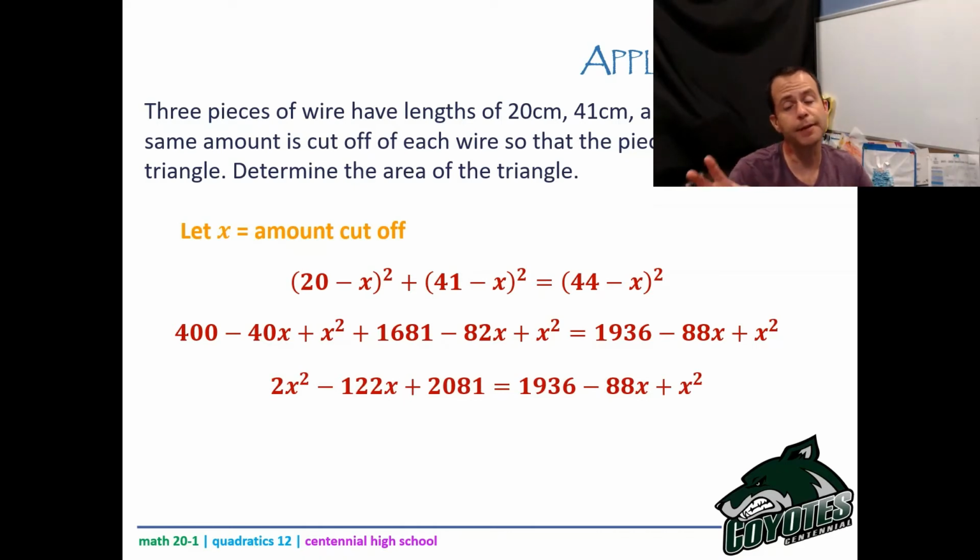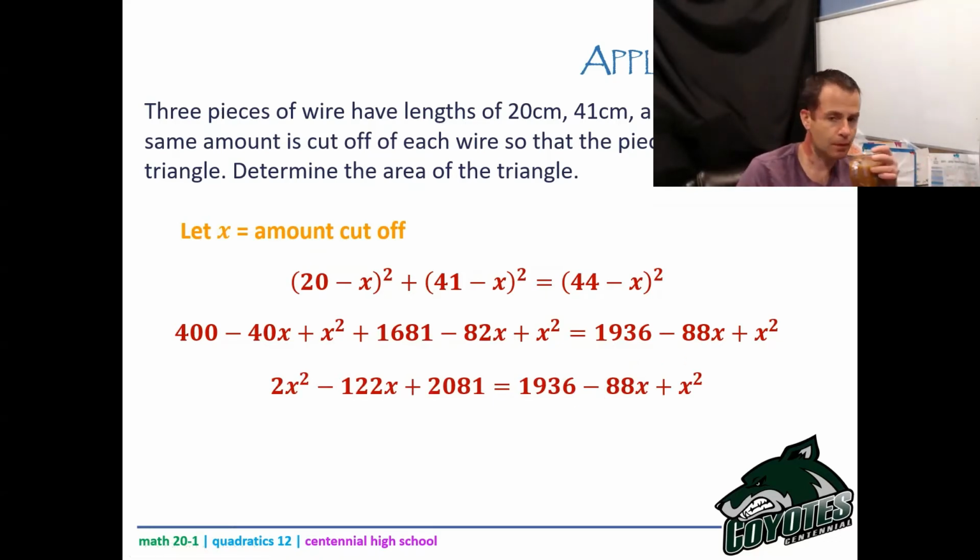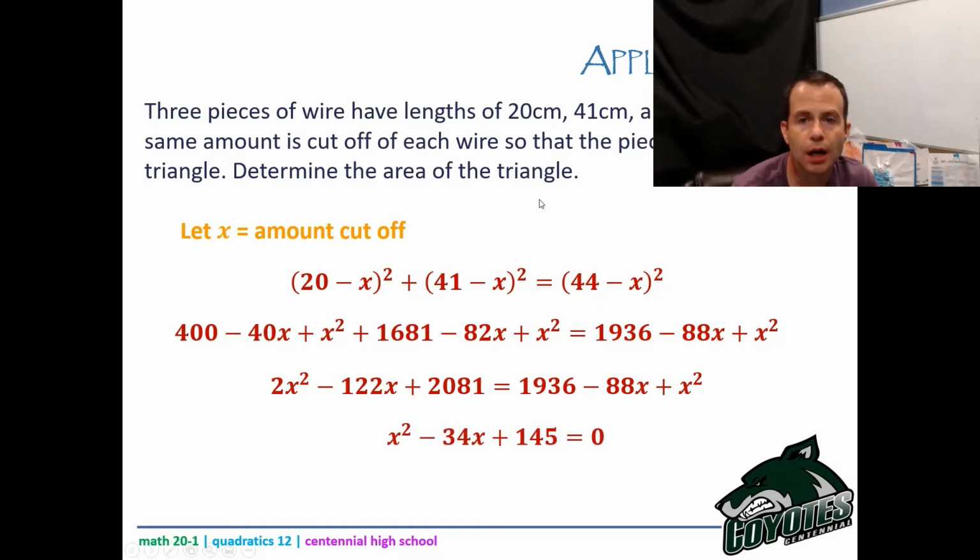Now I'm going to move everything over to one side. So I'm going to subtract x squared from both sides, I'm going to add 88x to both sides, and I'm going to subtract 1936 from both sides. That leaves me here. So now I want to go ahead and see if I can factor this.